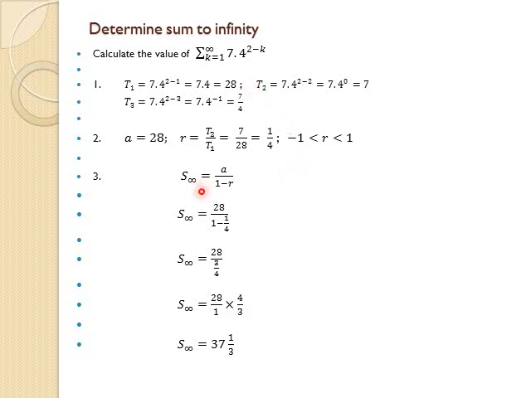So the sum to infinity will always be a over 1 minus r. My a value is 28, and 1 minus r is 1 minus a quarter. So the sum to infinity equals 28 divided by 3 over 4. That gives me 28 over 1 times, if I change division to multiplication, I invert the bottom fraction, 4 over 3. And that basically becomes 37 and a third. So this series converges towards 37 and a half as a definitive value.